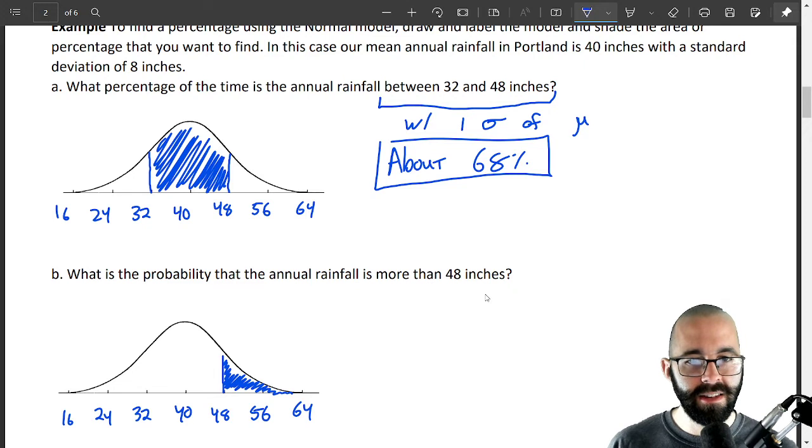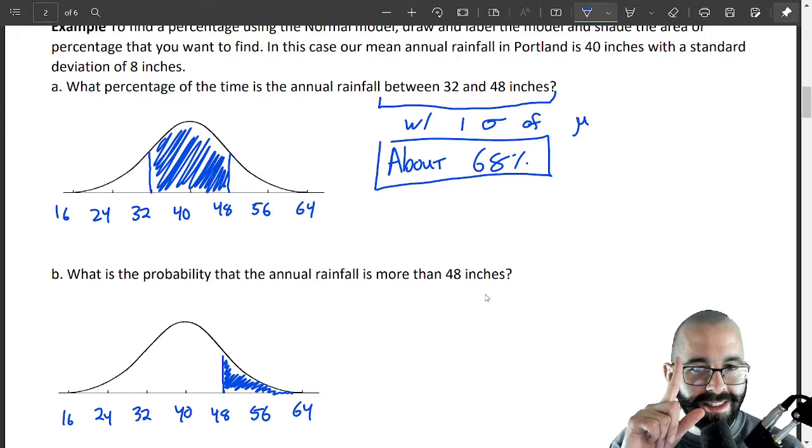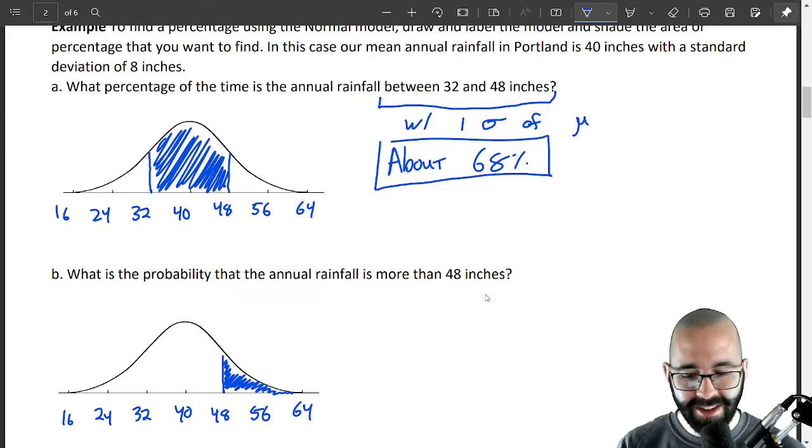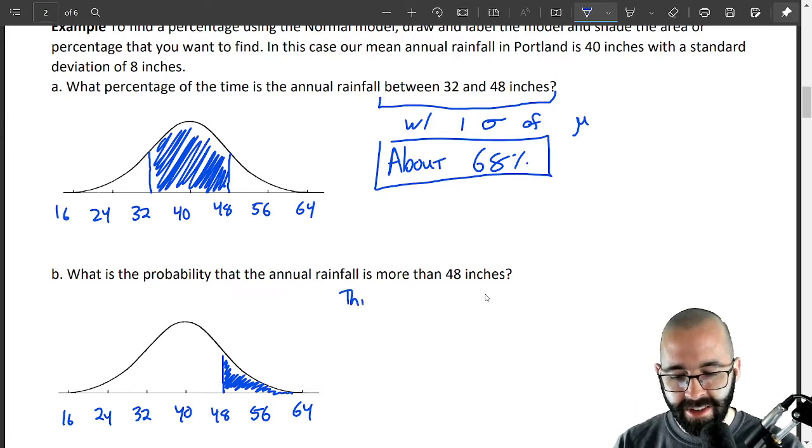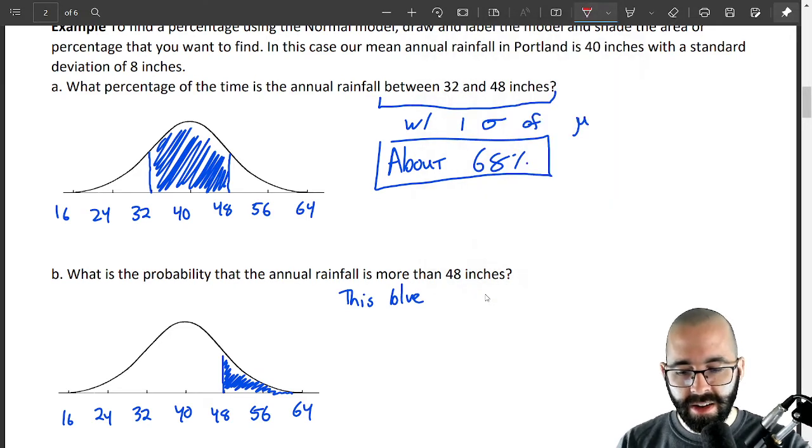Unfortunately, the empirical rule doesn't include anything about what's outside, what's higher than 1 standard deviation, but we can figure out the answer, right? This blue is exactly this red area.